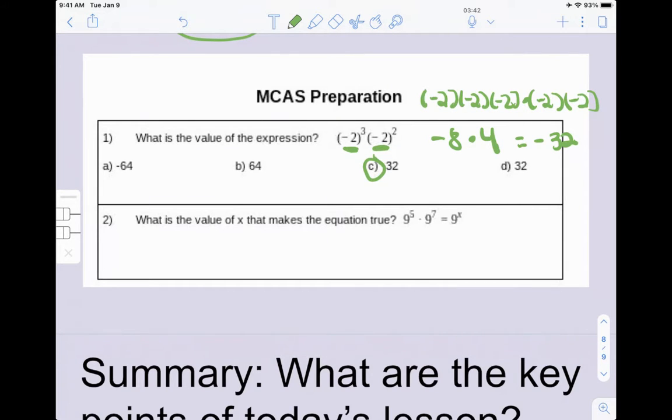The last problem, what is the value of x that makes the equation true? Well, we're going to have to add the exponents since bases are the same. So x equals 5 plus 7, which means x equals 12.